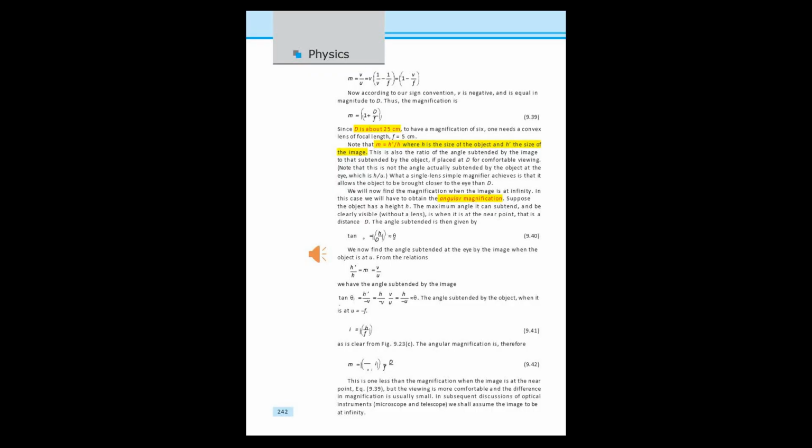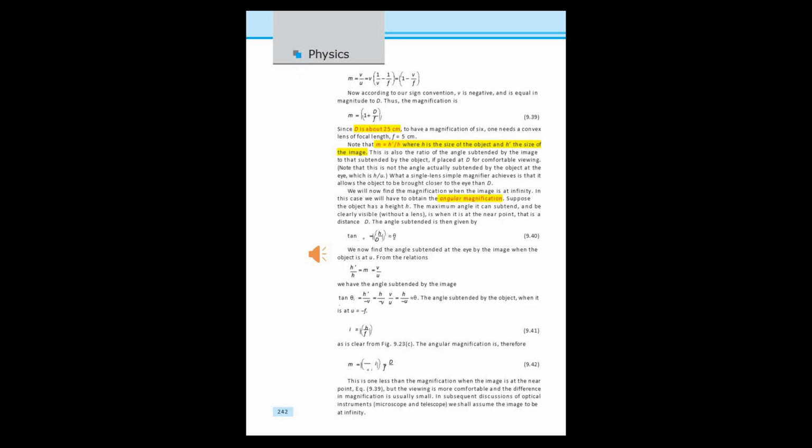We now find the angle subtended at the eye by the image when the object is at u. From the relations h' by h equals m equals v by u, we have the angle subtended by the image, tan theta I equals h' by minus v equals h by minus v into v by u equals h by minus u, that is approximately equal to theta I. The object is at u equals minus f, so theta I equals h by f, as is clear from figure 9.23 C. The angular magnification is, therefore, given by equation 9.42.